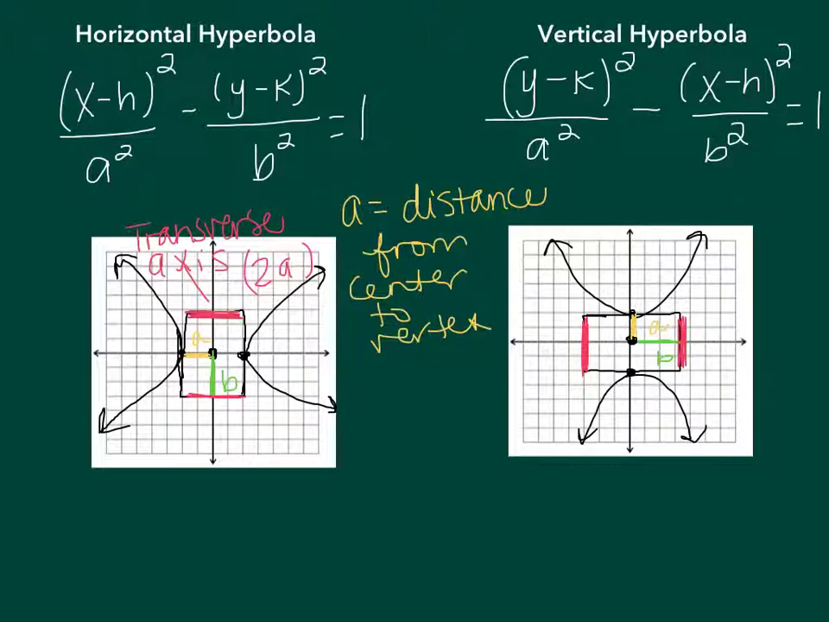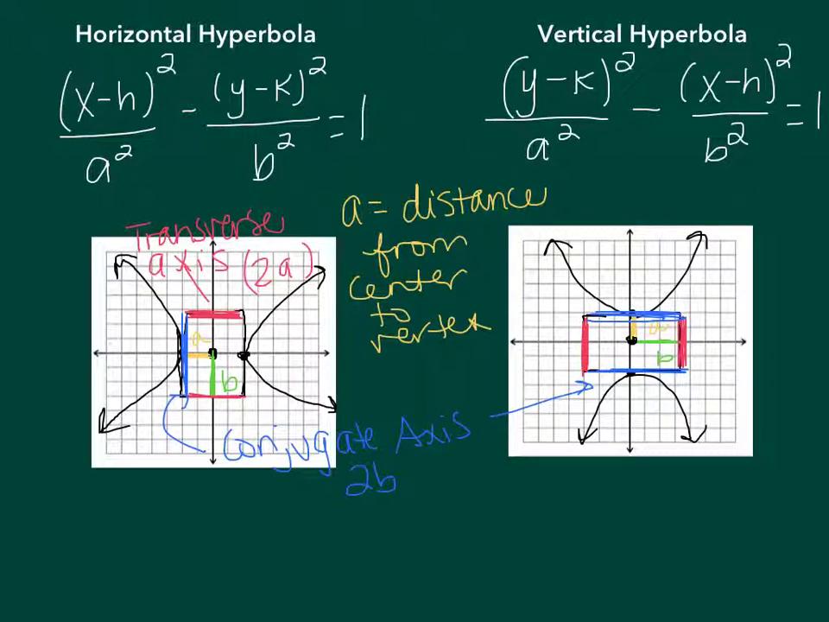Now your conjugate axis, let me see if I can get a different color, runs along here next to the vertex. That is your conjugate axis. And the length of that is 2b, because this is b, and so this is another b, so together that's 2b. And here's your conjugate axis on a vertical hyperbola. Right there. So you've got a transverse axis and a conjugate axis. And you find them with your a and your b.